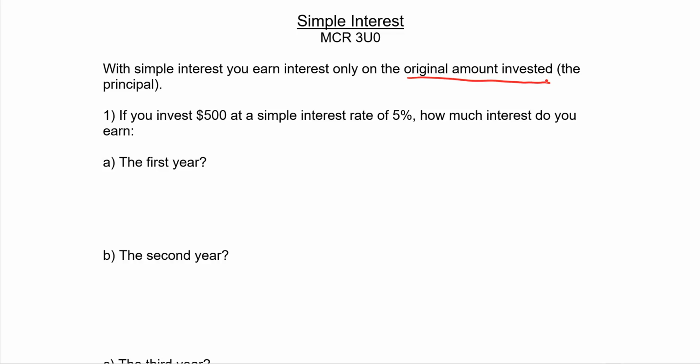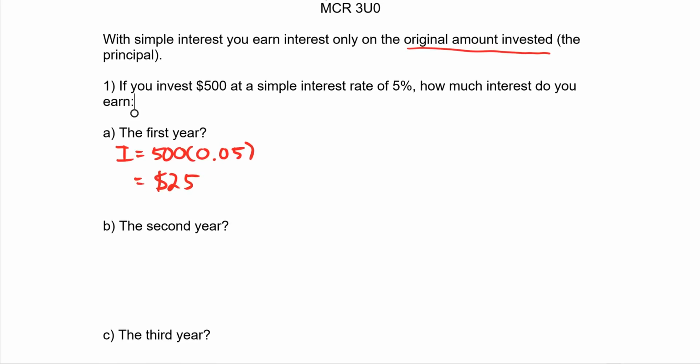Now, if you invest $500 at a simple interest rate of 5%, how much interest would we earn? We're going to figure this out in the first year, the second year, and then the third year. We're going to be using a capital I for the amount of interest that we earn. So in the first year, we take the $500 and we're earning 5%. So I multiply by 0.05, and that will be an amount of $25. So after 1 year has gone by, $25 will be added to your account. Or if it's a loan, you're going to be charged $25.